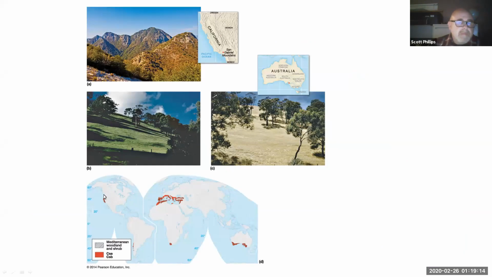Here's a map of the Mediterranean biome. A little hard to see there, but that's California there. This is the Mediterranean Sea in Europe, part of Chile, South Africa, and Australia. And this is typically what Mediterranean environments look like. For example, this is in Southern California.